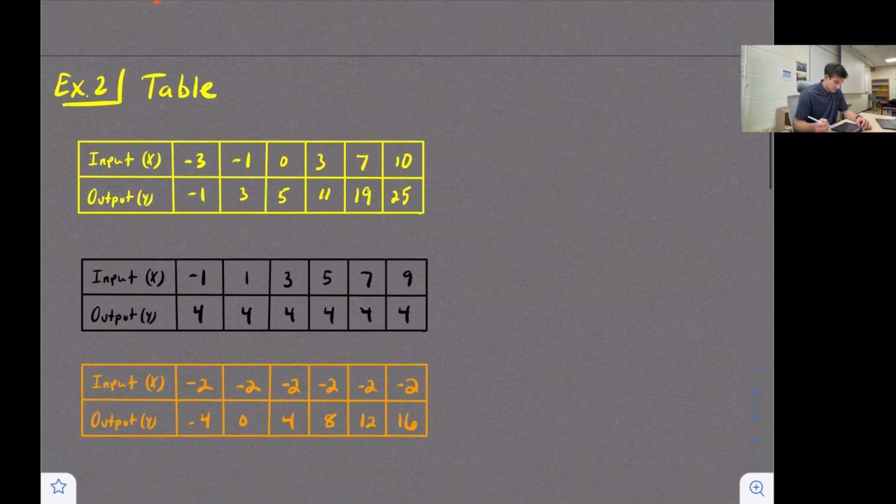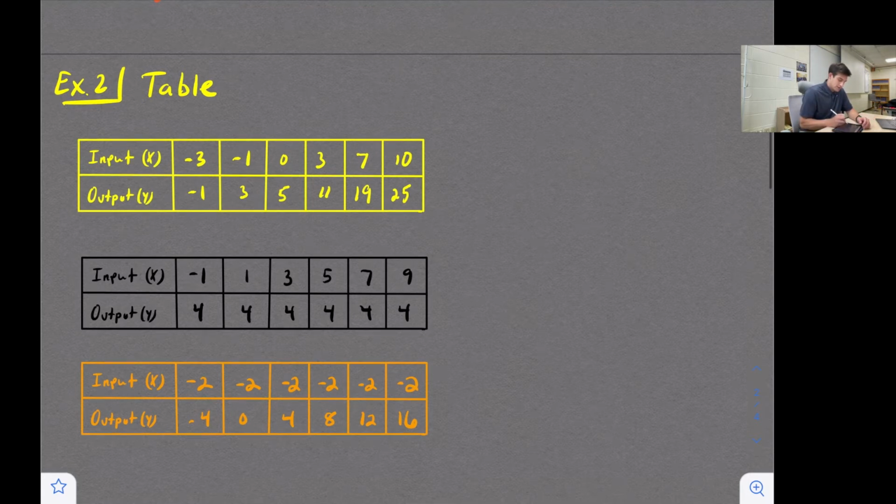All right, so let's look at example 2. We have 3 tables here, and this is actually going to present us with 3 different types of slope. So whenever we look at a table, we want to make sure that we have a constant rate of change, because if we don't, then it's nonlinear. Well, in this case, we're going to see, are these linear? So what we like to do is start at the right side of our table, and notice our output values are on the bottom, our input values are on the top.